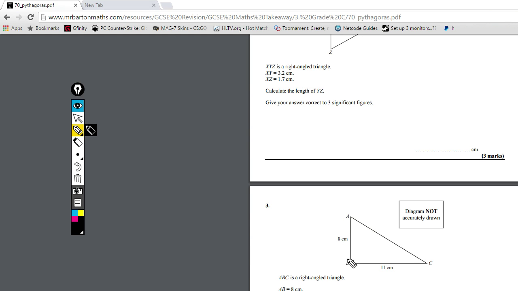AB, which is this, equals 8 centimeters, and BC equals 11 centimeters. Calculate the length of AC. So we're calculating the hypotenuse again. So it's a squared plus b squared equals c squared. Okay, so what we're going to do is 8 squared plus 11 squared equals c squared.